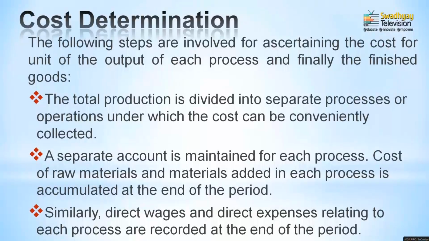So in this way, the total amount of expenditures and the cost has to be identified in each process. A separate account is prepared for each process, and the raw material and other expenditures are recorded at the respective process, and at the end of each process period, the total amount of expenditures is determined. Now next is, as I already mentioned, there are three elements.